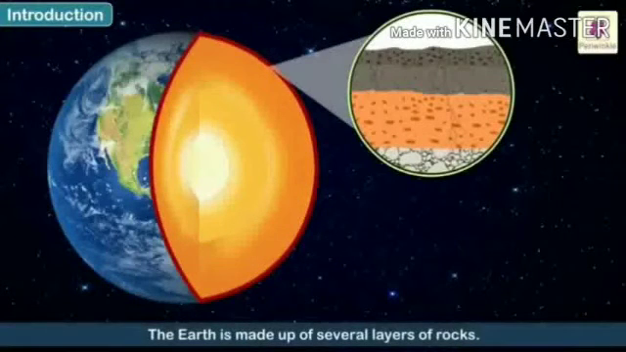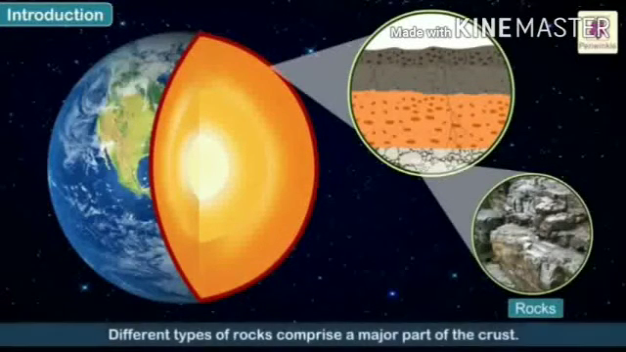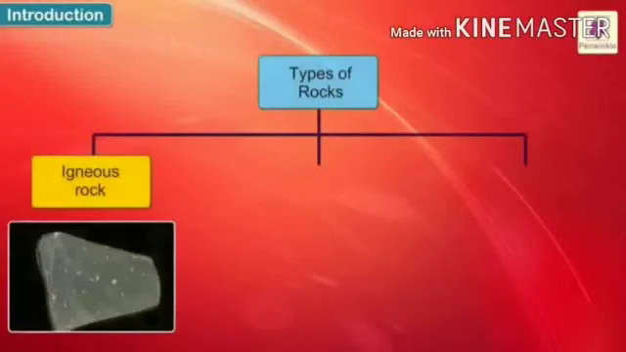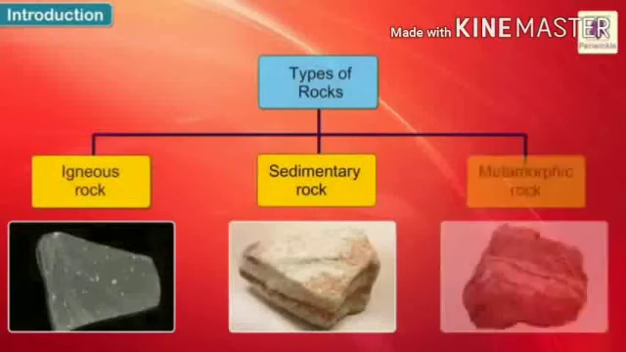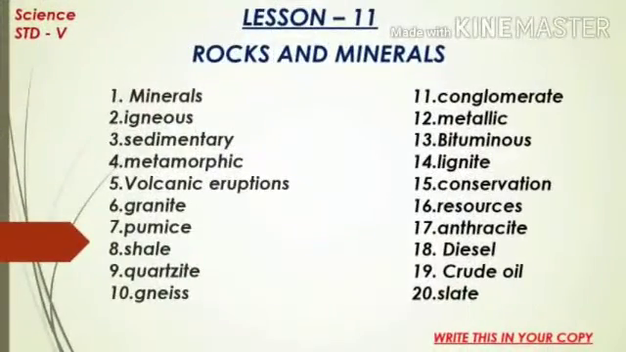The earth is made up of several layers of rocks. The solid parts of the earth's crust are called rocks. Different types of rocks comprise a major part of the crust. There are three types of rocks: igneous rocks, sedimentary rocks, and metamorphic rocks. So one by one we will see and learn the types of rocks in our another video.